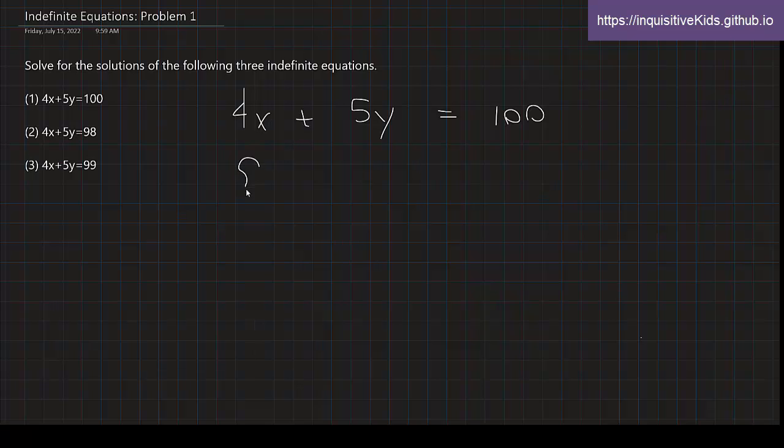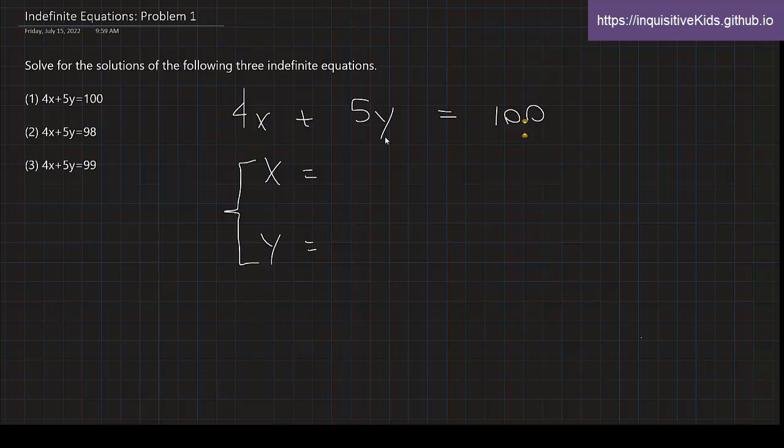Our x's, so let me make the bracket. Okay, so we have x equals and y equals. So if x equals 1, then 4x would have to equal, then if x equals 1, then 4x equals 4, right? And when you subtract 4 from 100, the difference is not divisible by 5.